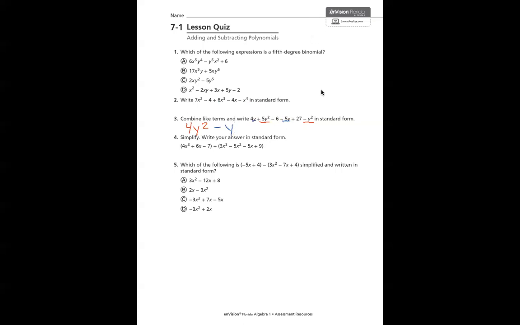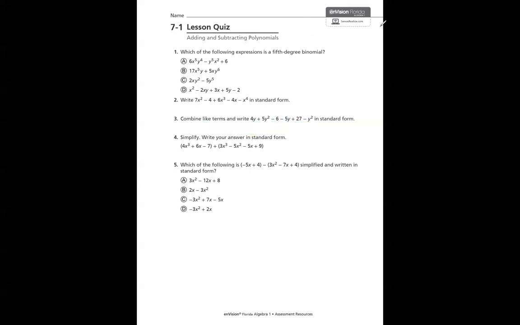Then I'm going to move on to just my numbers, which is -6 and positive 27. So that's going to be a positive 21. Doing it my way will guarantee not only are you adding and subtracting like terms, but you're also going to have it in standard form since you started with the highest exponent. So that would be number 3.